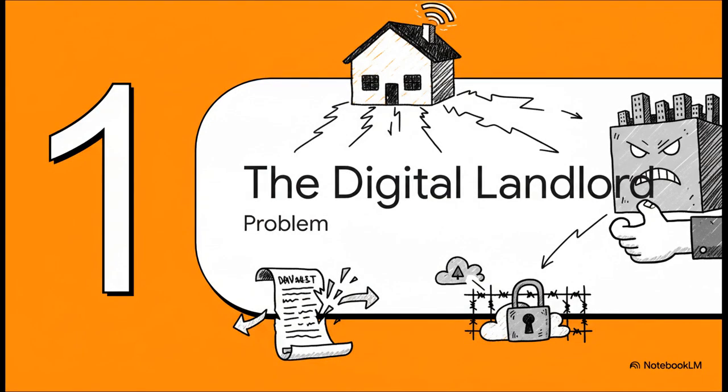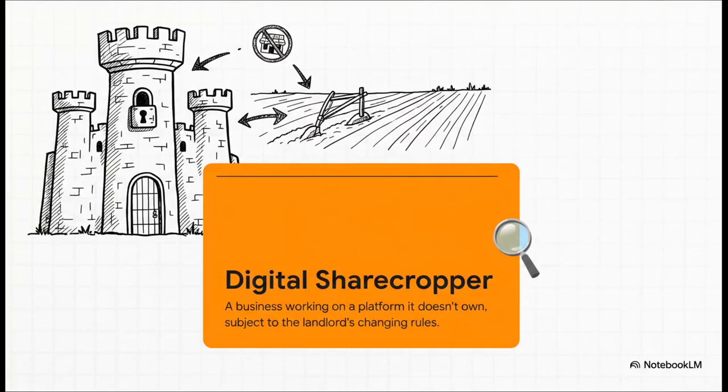And that leads us right into the biggest problem here, what I call the digital landlord problem. What happens when the platform you've poured all your time and money into suddenly decides to change the rules of your lease? Well, it makes a lot of businesses into what you might call a digital sharecropper. You're out there working someone else's land, right? So if the landlord, in this case the social media platform, decides to change its algorithm, your reach can literally vanish overnight. Or worse, if they decide to ban your account for whatever reason, your entire business could just disappear in an instant. You have absolutely zero control.